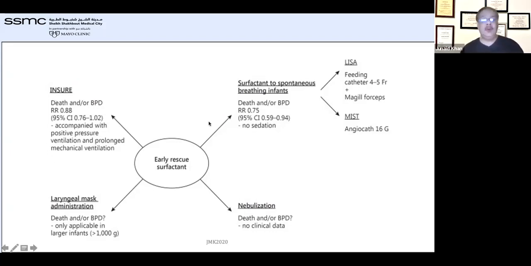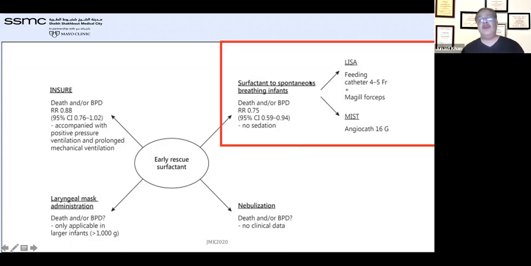The INSURE technique you all know, but the major thing, and what we are doing, is that we use an angiocath, and now catheters are available for doing this procedure. We give the surfactant when the baby is on CPAP or NIPPV, and we continue to give it. There is no sedation needed for that. There is a difference: death or BPD decreases by 10 to 12% here, but here you can see it's 25%. This one crosses the confidence interval line of 1. Here it is not crossing the line, so it's statistically significant.